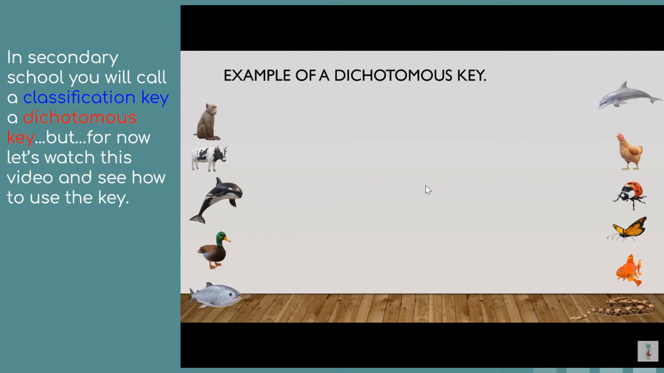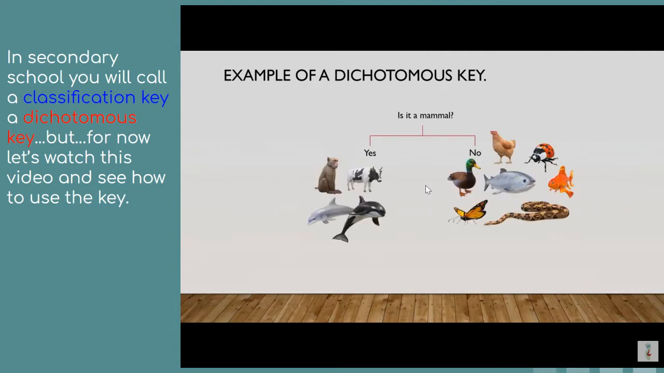Now there's many questions that we can ask, but I'm going to start by asking if these animals are mammals. Remember that mammals are warm-blooded vertebrate animals that have fur or hair and produce milk to nourish their young. So simply by asking this question, I'm separating a group of 11 animals into two smaller groups. Those that are mammals on the left and those that are non-mammals on the right.